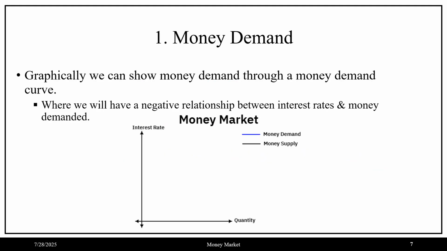Okay, so for our money market, we're going to have interest rates on the vertical, the quantity of money on the horizontal axis. So let's just say we have some interest rate, and I'll call this R2.